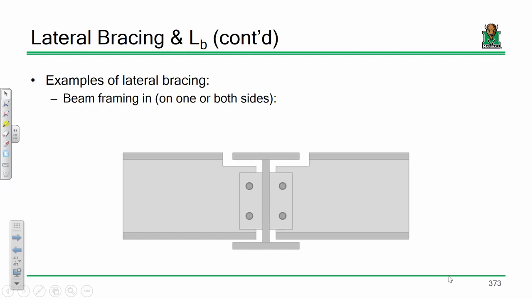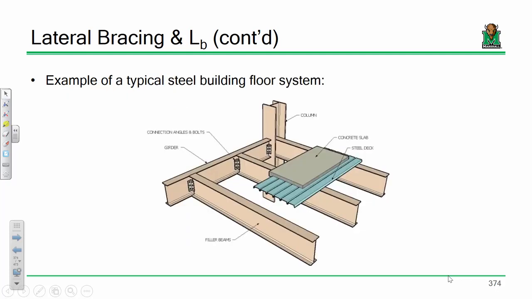Another is something like this. Here's what a floor framing system looks like. If you're looking, for instance, at this girder, let's say you don't have studs welded to the girder, you only have studs welded to the beams. This girder is experiencing all this load, but the beams framing into it serve as brace points to prevent that girder from going left to right. So that is a potential bracing element.